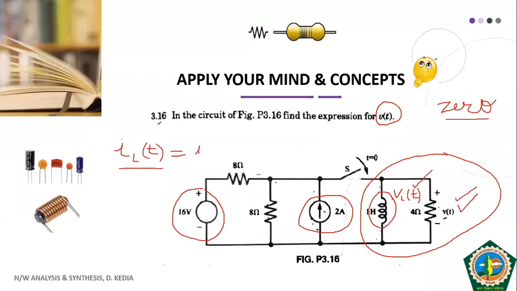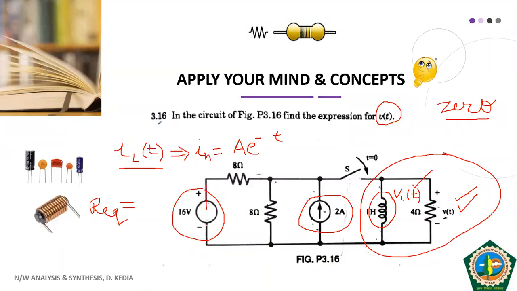So your natural response, we all know, we have seen again and again, it will be A e raised to power minus R by L into T. So I'm not writing the value of R by L initially. Let us find out. So first we have to find out the equivalent value of the resistance. So this equivalent resistance value we have to find out across this inductor.